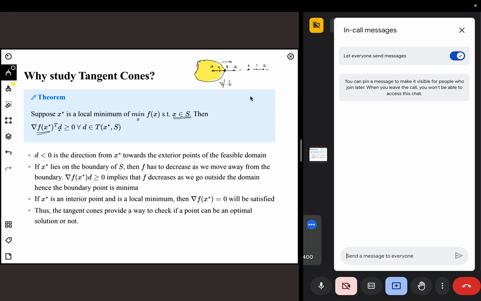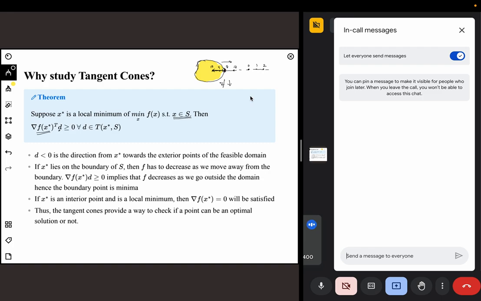But then once you reach this point, if del f x, if the gradient of f is decreasing as you go outside, which means all the points beyond that are less than this. So this particular point will be the local minima, because if you go inside, if you go along this direction, the function value will keep on increasing. So the minima that will occur over this domain will be this particular point.